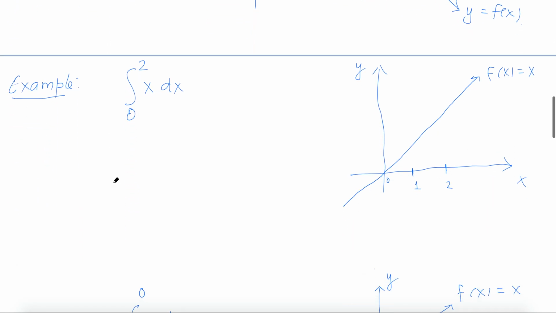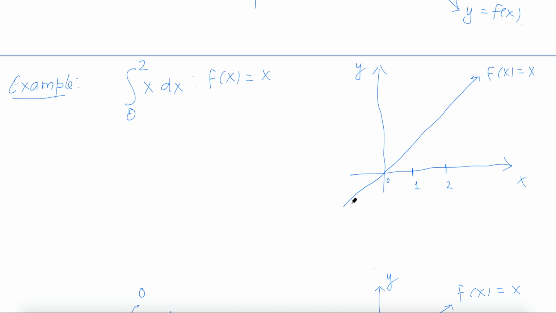So let's do another example. Take the definite integral from 0 to 2 of x dx. So in this case, our f of x is x. Now let's go ahead and sketch the graph. You can do it in your calculator and copy your graph in your notebook, because you need to plot the graph here and see what area you are talking about.